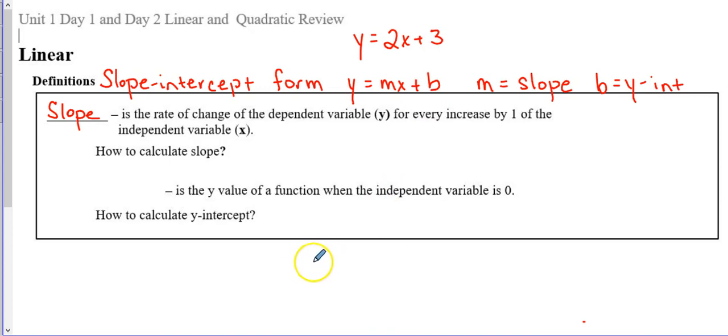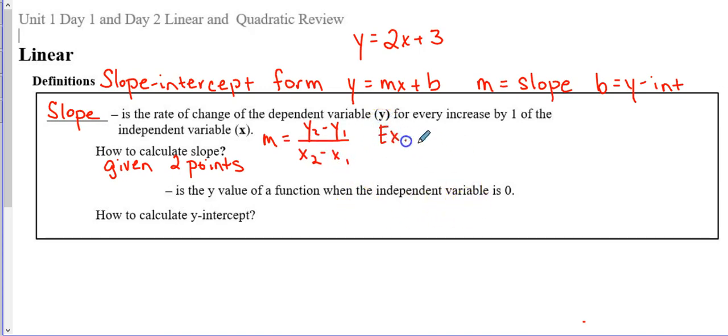So how do we calculate slope? Given 2 points, like 2 ordered pairs, then m, or the slope, equals y2 minus y1 over x2 minus x1. Now let's do an example of that real quick.